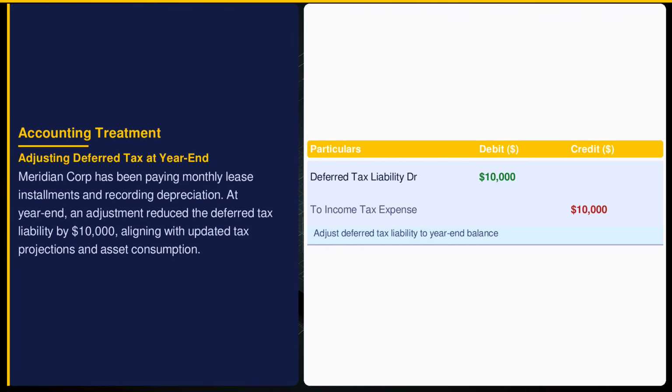Year-end deferred tax adjustments ensure accuracy in future tax obligations. Meridian's $10,000 reduction reflects revised estimates of tax-deductible depreciation. AASB 112 ensures these liabilities mirror real taxable impacts, refining future tax expense forecasts and enhancing financial statement reliability.